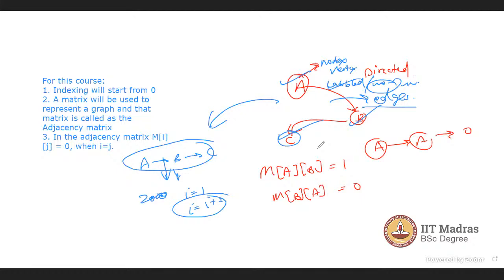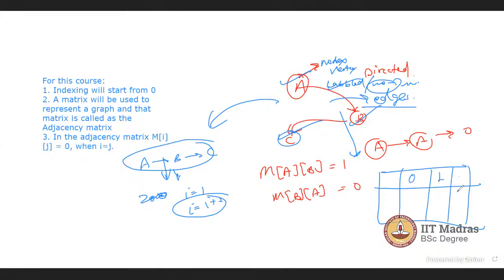Can you repeat the last part? Even the vertices are in numeric form. So if I represent this graph in adjacency matrix form, then I'll name A as 0, B as 1, and C as 2, as the labels for the rows and the columns, right? And now I'll ask, what is the entry at 0, 0?